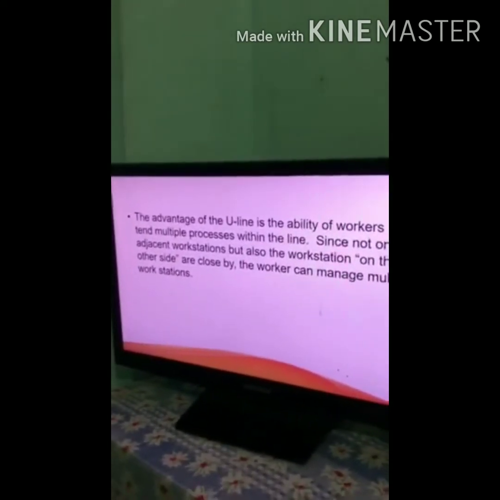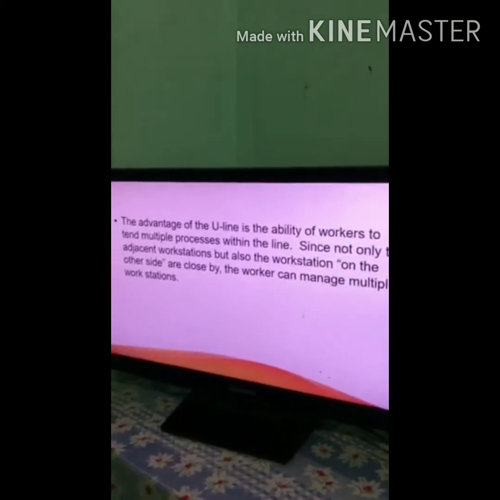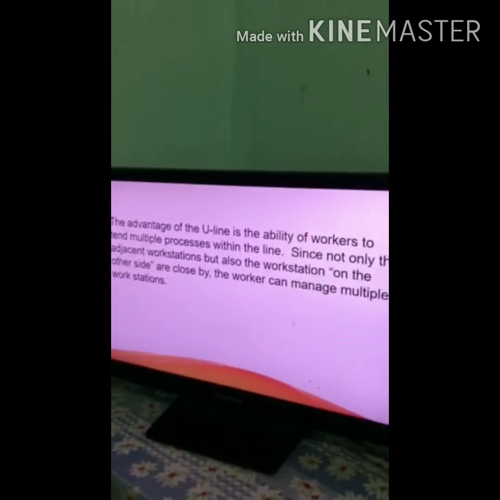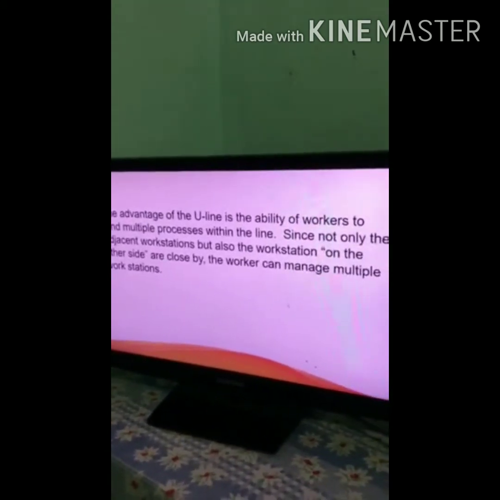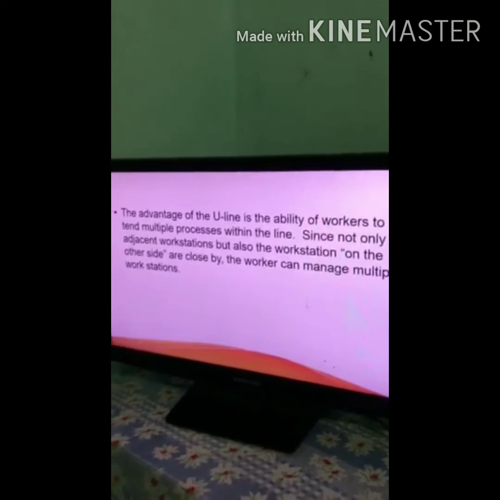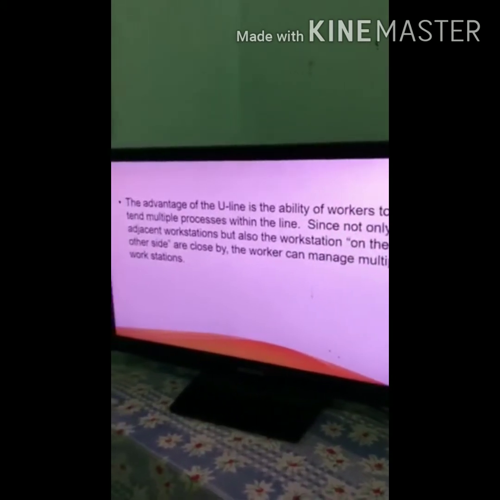The advantage of a U-line is the ability to work multiple processes within the line, since not only the adjacent workstation but also the workstation on the other side is close by. So the workers can manage multiple workstations.